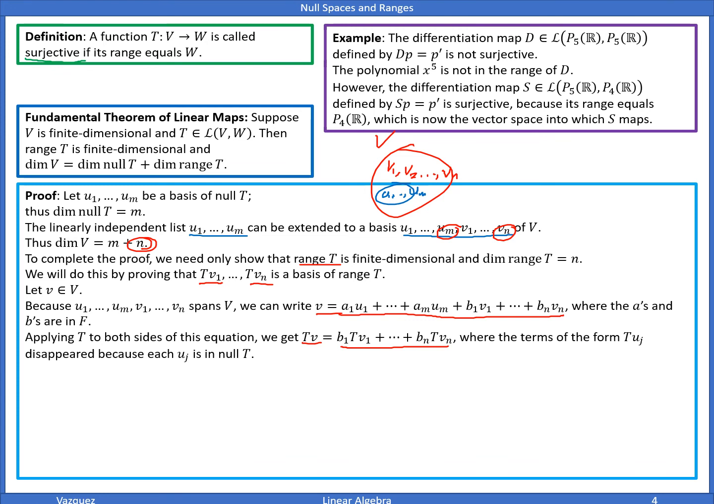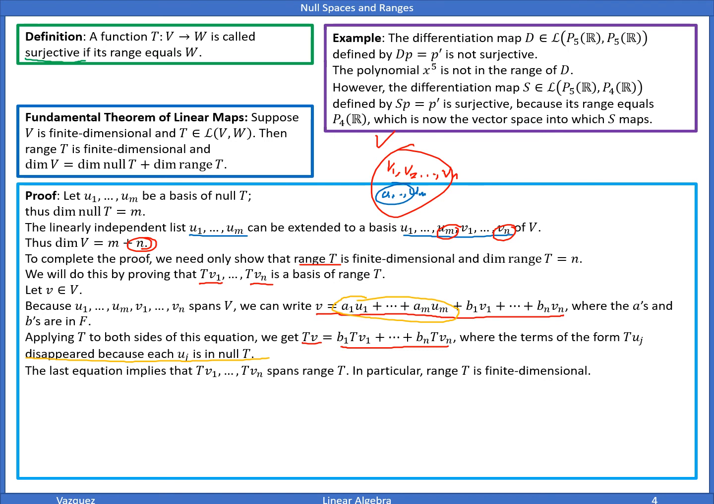But wait a minute, what happened to all these vectors? Well, remember, u1 to um are all in the null space, so they all got mapped to 0, therefore we can exclude them. That's why they each disappeared, because they were in the null space of T. So now this equation right here implies that T of v1 all the way to T of vn spans the range of T. So in particular, the range of T is finite dimensional.